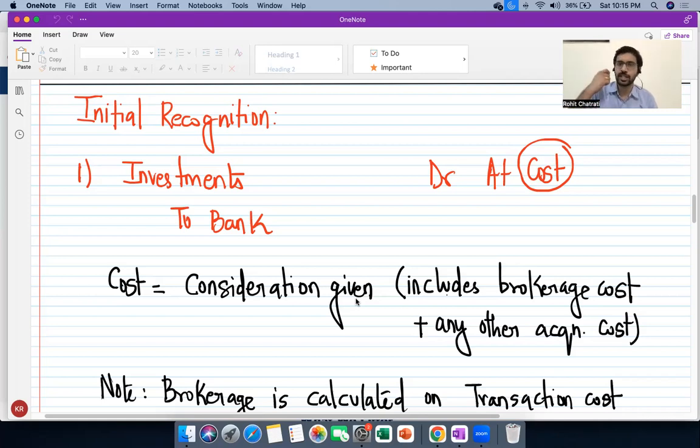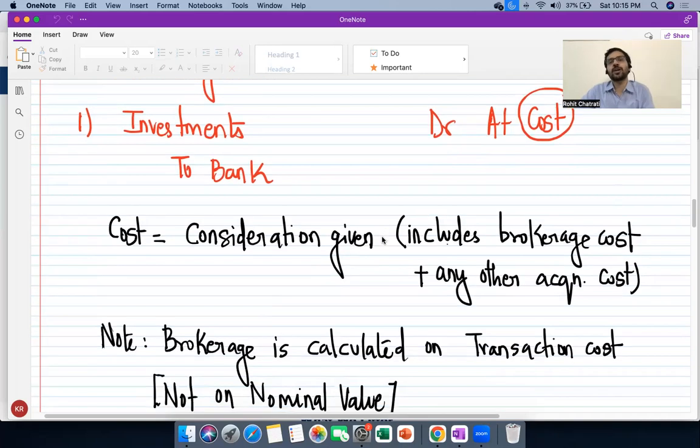The total consideration given, or the cash outflow that has happened to me, is 1,000, which is the security price, plus 20, which is the brokerage, plus 15, which is the stamp duty that I've paid. So the total value of investment will be 1,035. So I debit investments by 1,035. I credit bank because there's a cash outflow of 1,035. Obviously the debit and credit are equal and opposite.